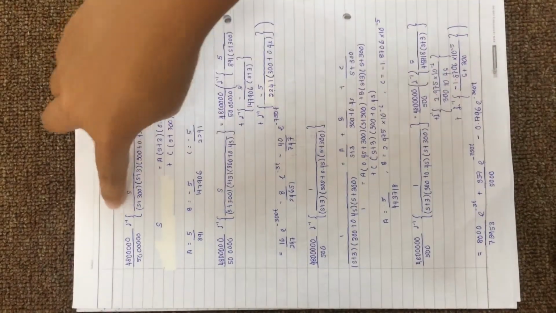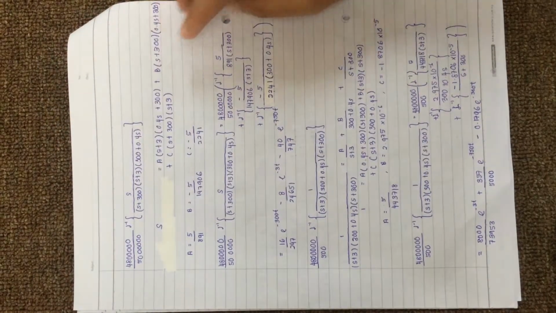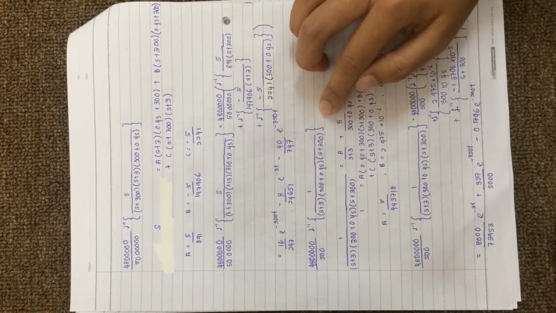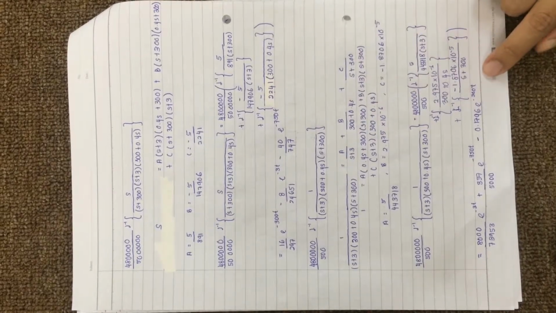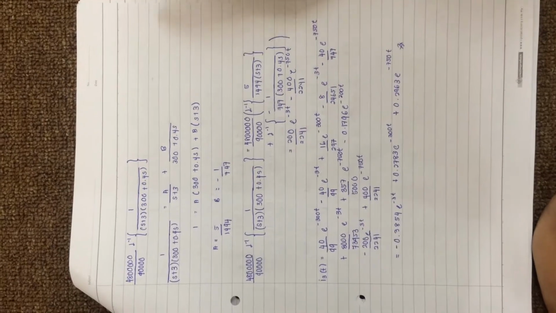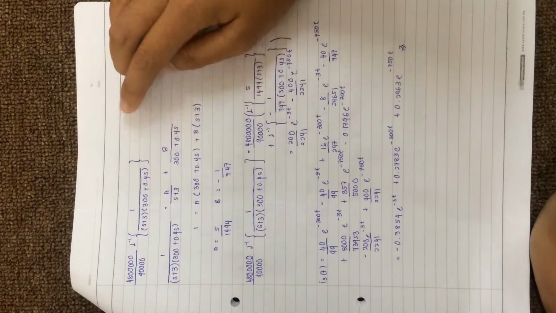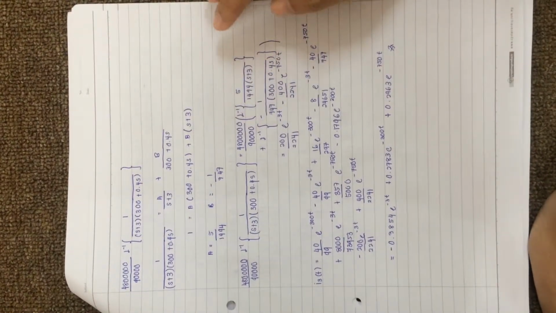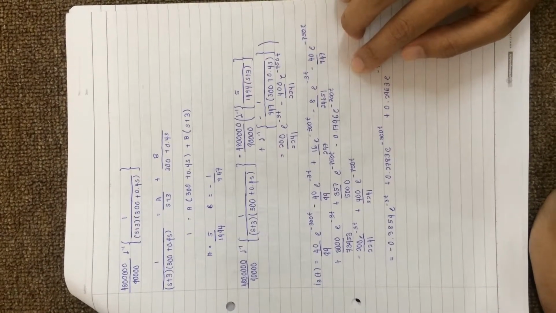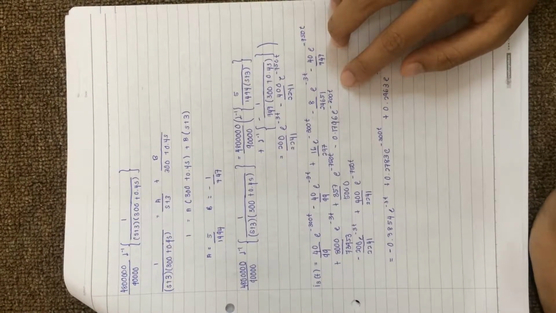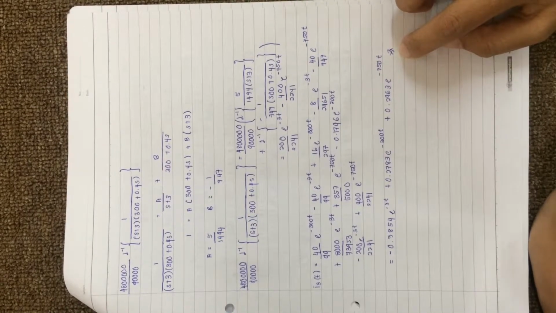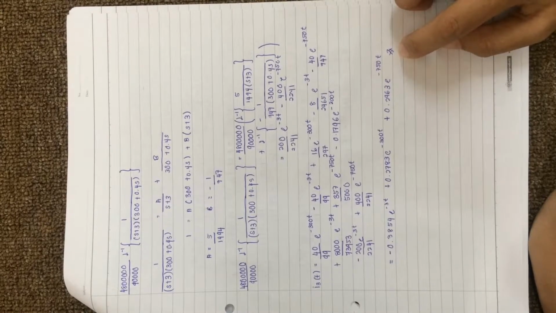For the second partial fraction, we get this answer, and for the third partial fraction, we get this answer. For the last partial fraction, we get this answer, and then we need to add all of the partial fractions, and this is the simplest form for I3 in the time domain.